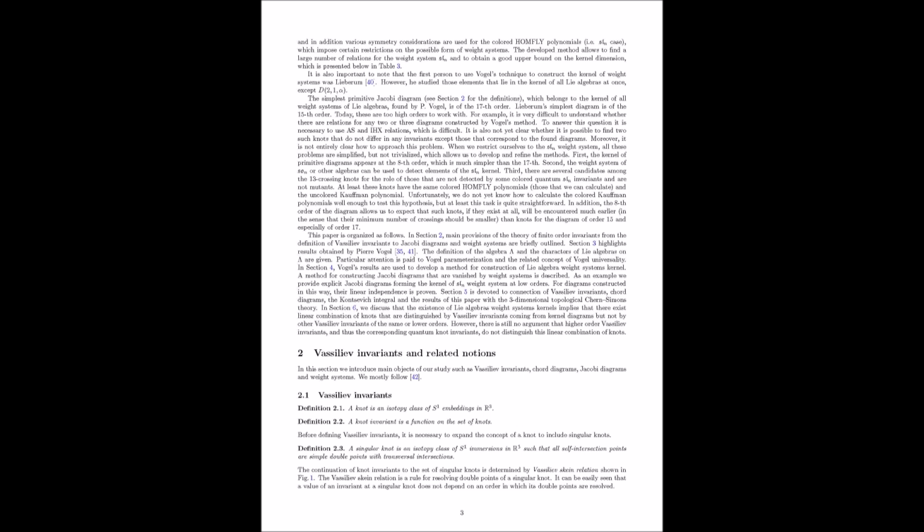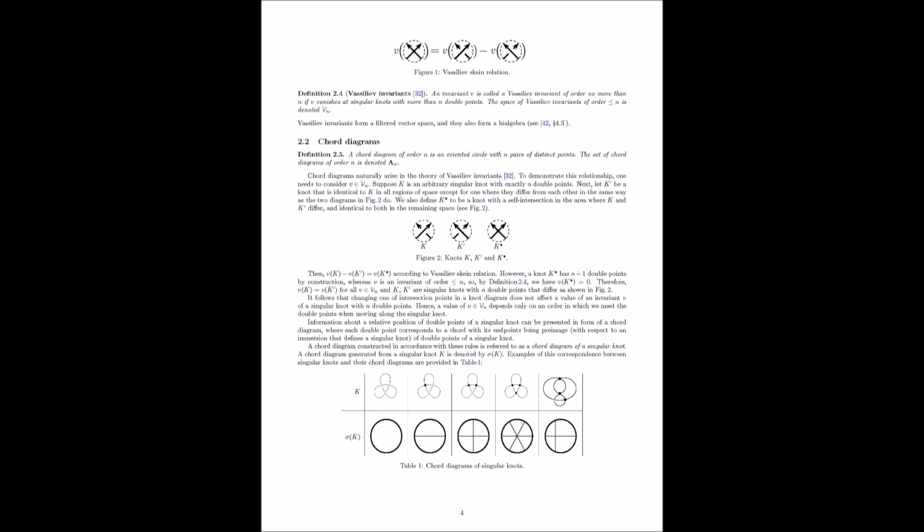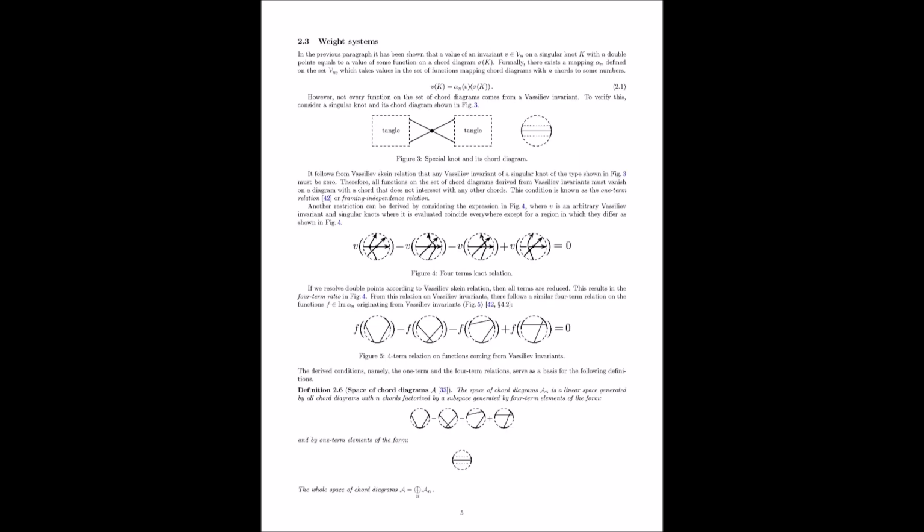This one is about how weight systems behave when we change the arrangement of the chords in the diagram. You can see examples of this in figures 3, 4, and 5. Wow, it's amazing that these simple diagrams can tell us so much about complex math. It is, isn't it?